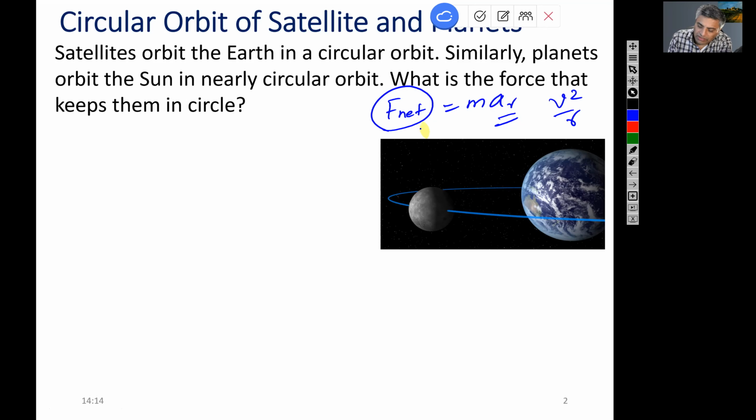The Moon is there naturally, so that's why we call it a natural satellite. But we also put artificial satellites, and they go around the Earth. So we can have artificial satellites or natural satellites of the Earth. So the F net is this for this kind of situation. That's it, okay?